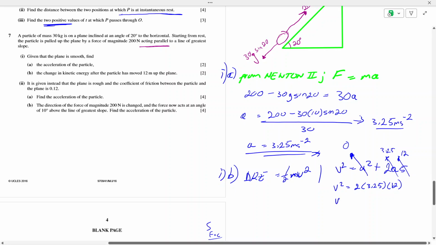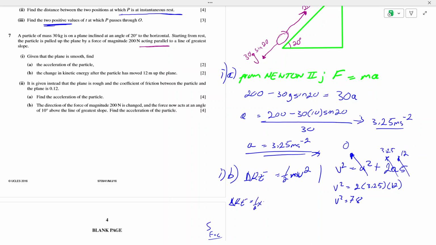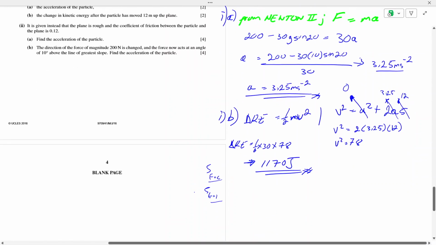And that is going to be equal to v squared is equal to 78. Therefore, change in kinetic energy is equal to half multiplied by the mass, which is 30 kgs, multiplied by v squared, which is 78. When I put that in a calculator, I'm going to get 1170 joules. Exact. Like that, and that's my answer for part B.